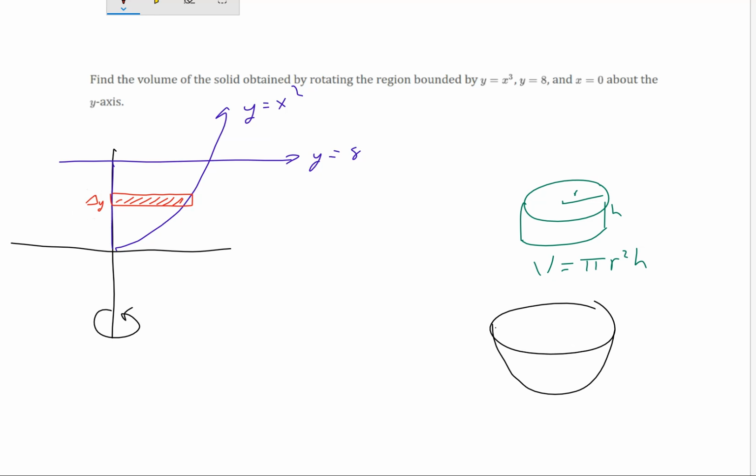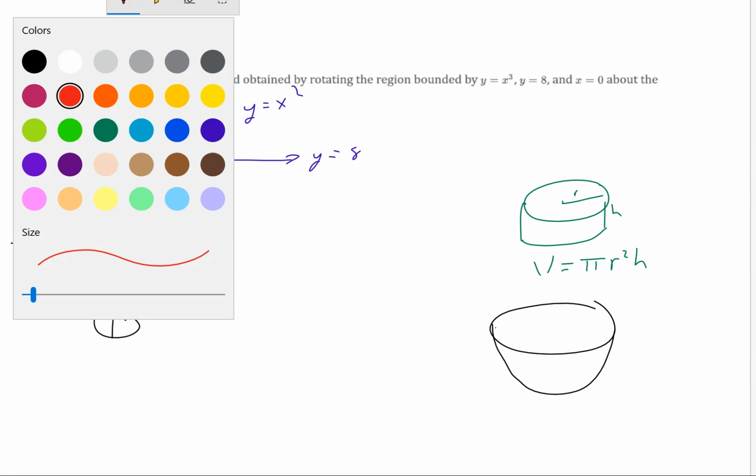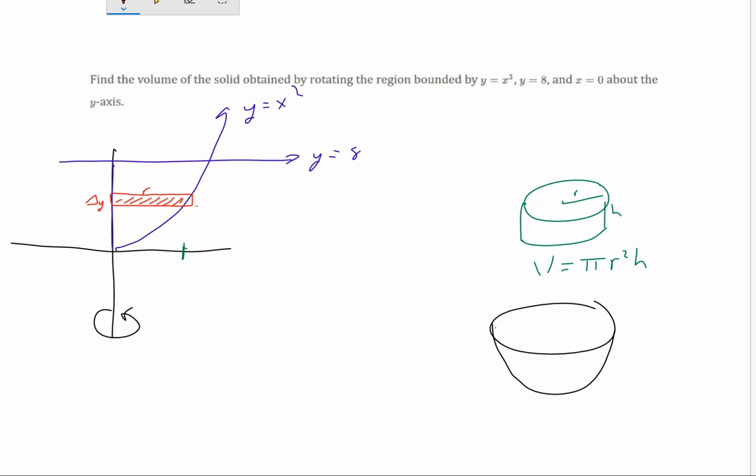Now, imagine spinning this thing around the y-axis. What you're going to get is this disk. The radius is the length of that box, and the height is the delta y. So the radius is whatever this x coordinate is, because that's how far it goes out. It starts at 0 and goes out to the x coordinate. That's the radius.